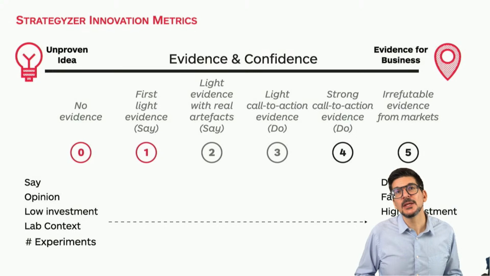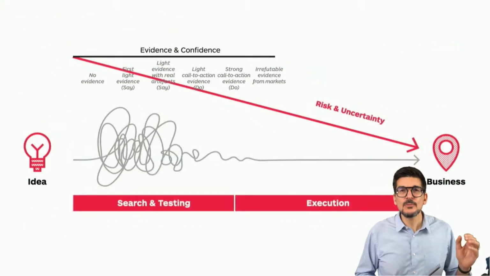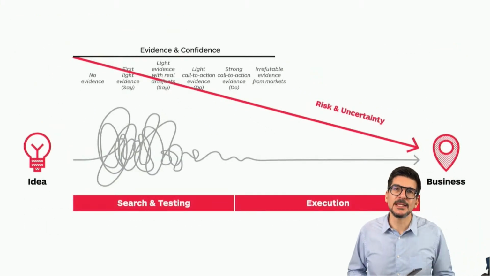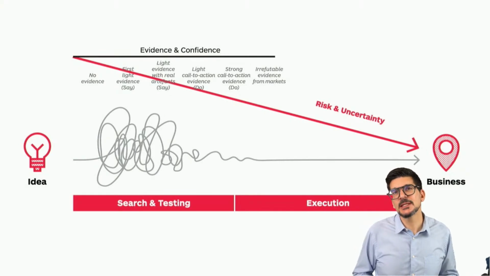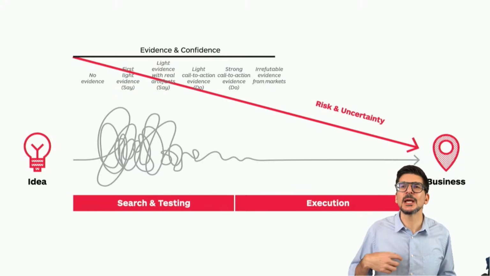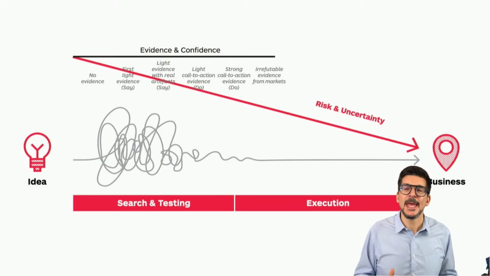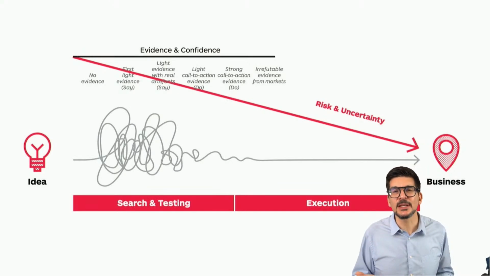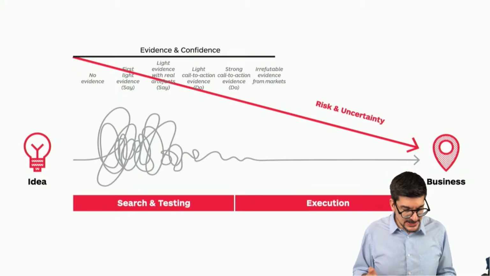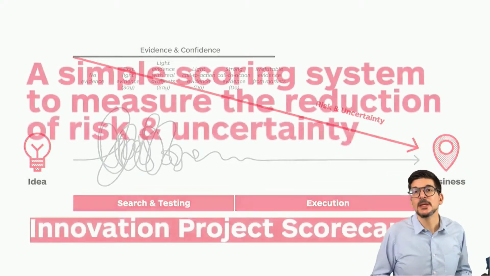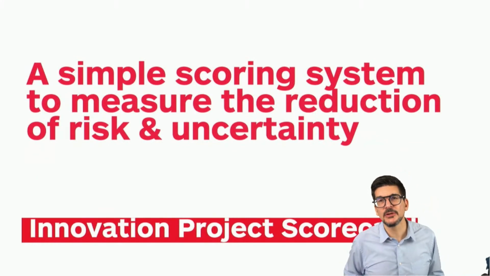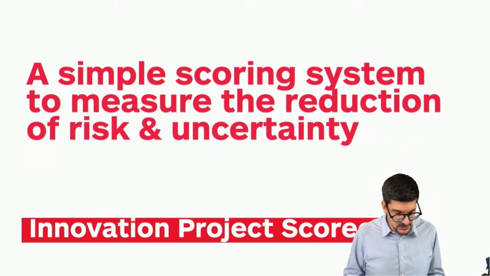So basically, you're measuring over the course of an idea, how much evidence does the team bring to the table? That's what you're measuring. You're not measuring, do I like this idea or not as a manager? You're measuring the evidence. And you kill ideas when there's no evidence. So it's very, very important because that is a very simple scoring system to measure the reduction of risk and uncertainty, right? To measure the reduction.